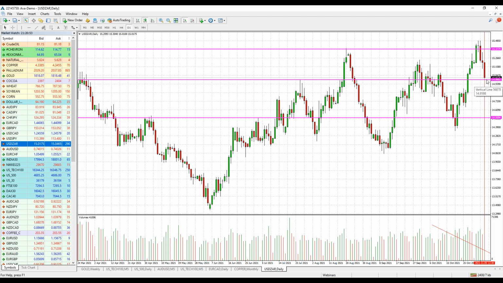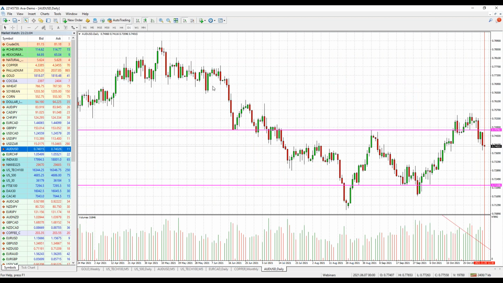And if we do break to the downside, there's a chance of going and retesting the previous level of 1450 here. So we'll be watching that. Australian dollar, the moment we broke through 74.76, it's been looking down.